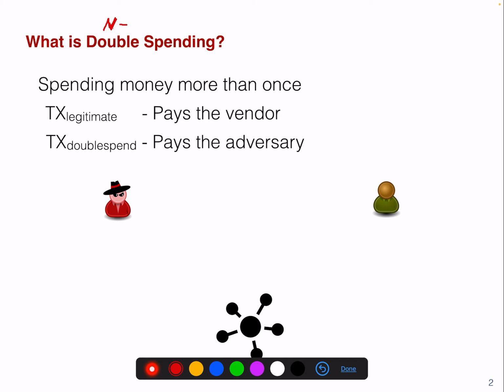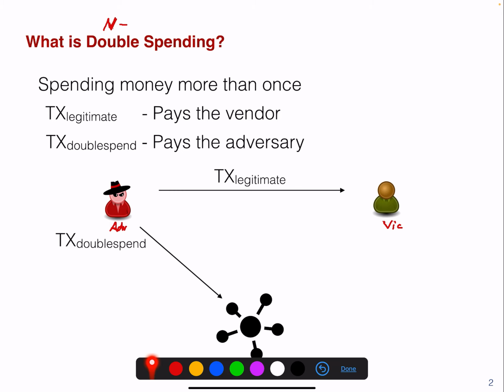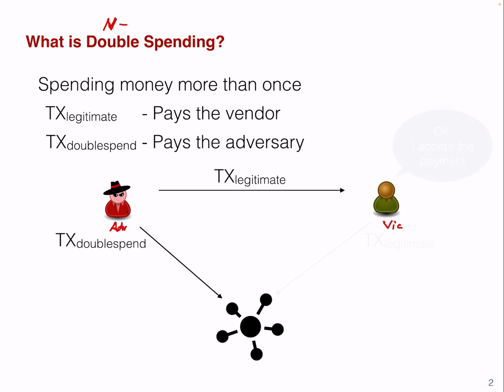So we have here this example where we have an adversary, right? This is our adversary, this is our victim, and we have a legitimate transaction. This is a legitimate transaction that pays the vendor or the victim, and we have a double spend transaction that pays the adversary. So what the adversary wants to do is send two transactions, a legitimate transaction and a double spend transaction to the network, and the adversary will hope that the double spend transaction is the one that gets confirmed and the legitimate transaction is accepted by the victim.